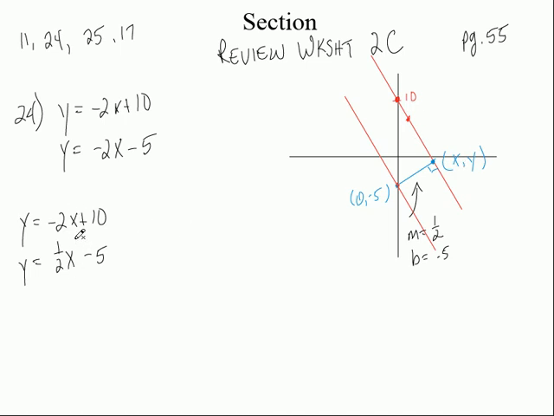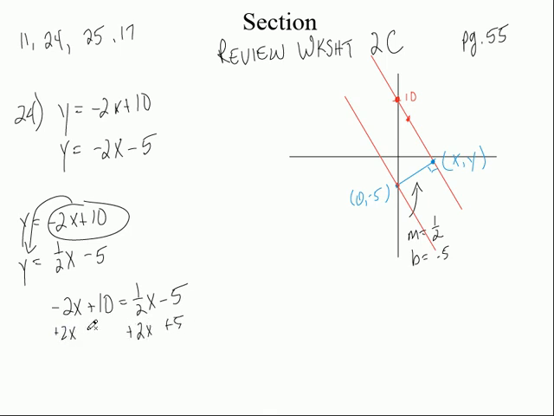What do we do with those two then? We're going to set them equal to each other. So I go -2x plus 10 equals 1/2 x minus 5. It's just substitution. I took this, I substituted it in for that y. That's why I can do that. Now I solve for x. Let's add a 2x to both sides just to keep it positive. Is that all right? Plus 5, plus 5.